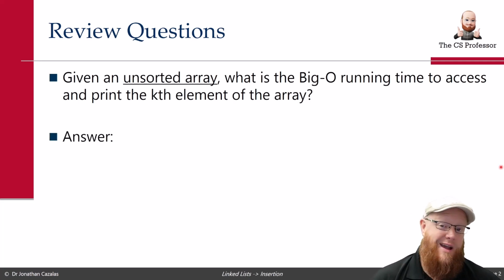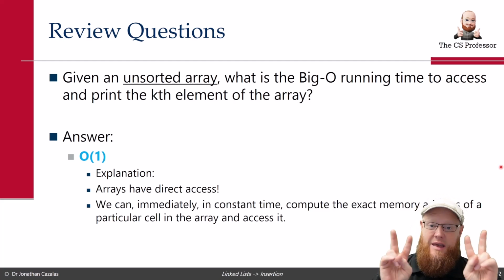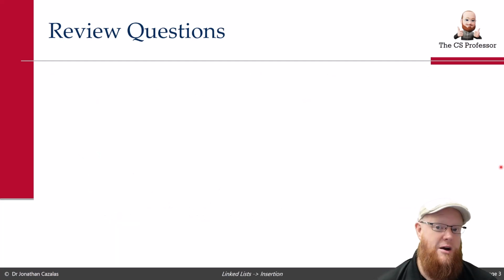Here's our answer. The answer is easy, it's O of 1. Arrays have direct access. We can, in constant time, instantaneously calculate the memory address, or the computer does this for us, the memory address of any given cell in that array. In this case, the cell is a generic k, and we can, in constant time, compute the address of that kth cell, and access it immediately using direct access and print it. O of 1 is our answer.